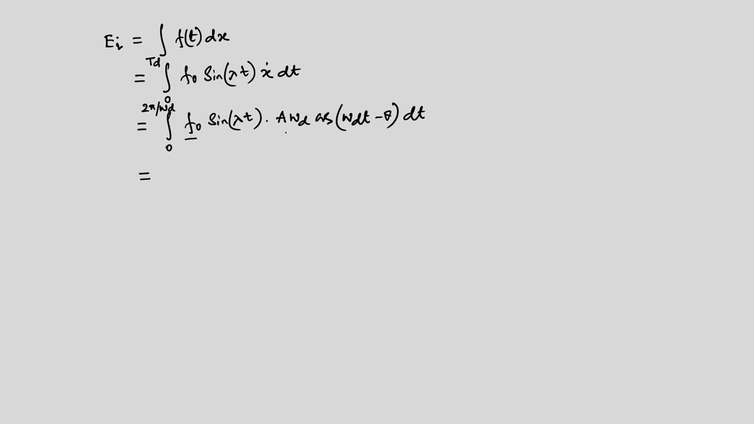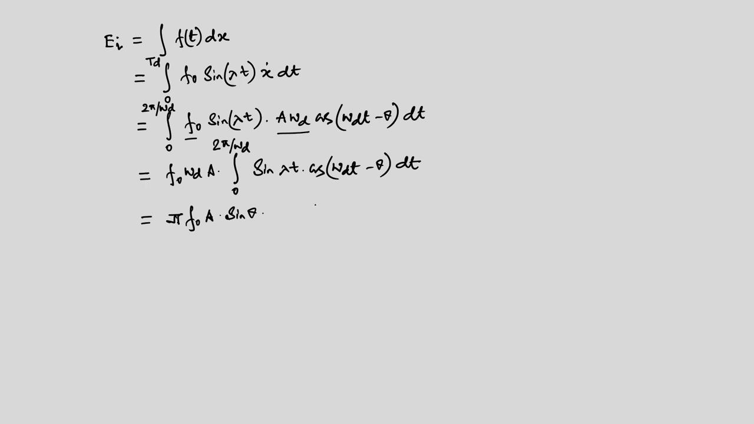Obviously, we can take these constants out of the integral. So, we have f naught omega d times a, and then within the integral we have 2 pi by omega d as the upper limit, and then we have sin lambda t times cos omega dt minus theta dt. Now, if you perform this integral, you can actually show, again I will leave a home task for you, that this is pi f naught a and then sin theta. So, this is again a home task, just perform this integral and verify. So, what we have here is the expression for energy per cycle. If you look at the expression, E I is actually proportional to the amplitude.